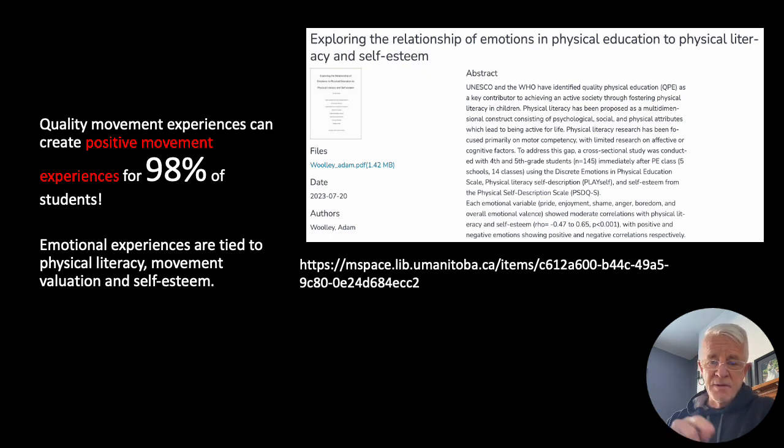So the other thing that this study showed us is that quality movement experiences can be achieved by good programming, good training of people, and creation of good environments or places, so people, programs, and places. And this study also showed that the emotional experiences that people have are strongly tied to their physical literacy, how much they value movement, and their own self-esteem. These are all really good things.